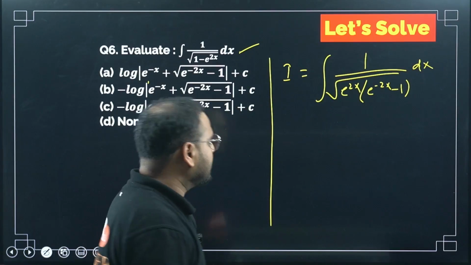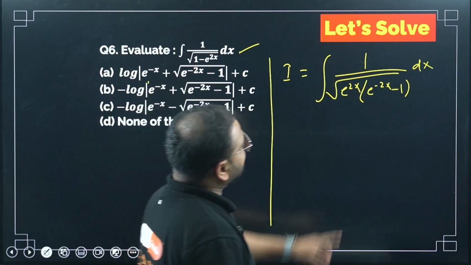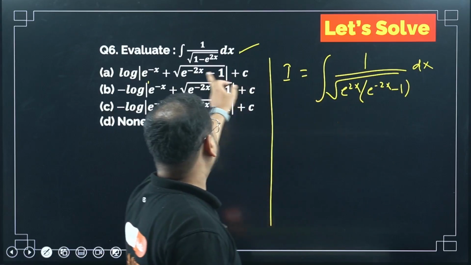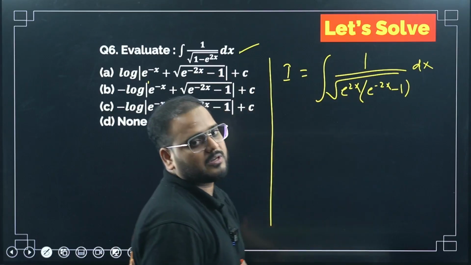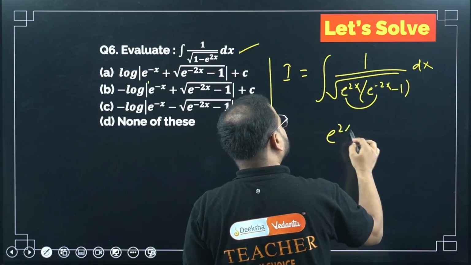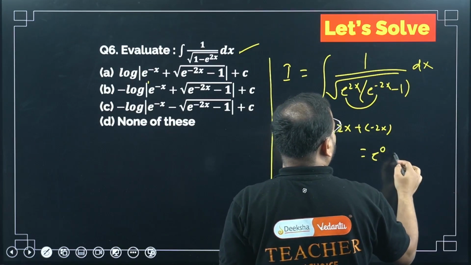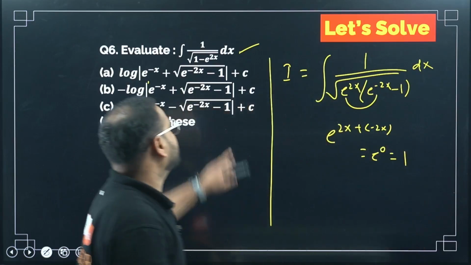You'll see. Just wait. Okay. Now, e power minus 2x minus 1, that is okay. I've taken e power 2x common. Sir, why e power minus 2x? Because if we multiply this, what will happen? E power 2x plus minus of 2x. How much is this? E power 0. How much is this? 1. So 1 was there, right?